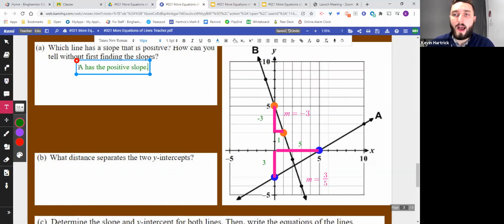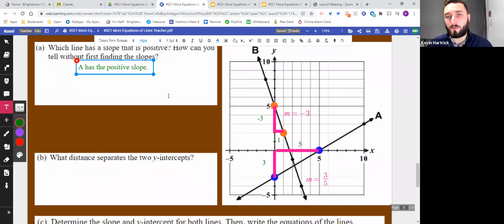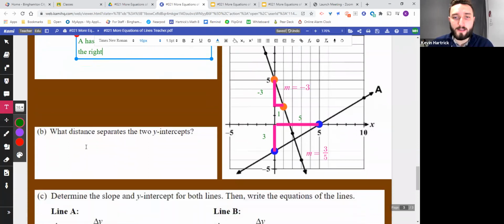Now it says, how can you tell this without finding the slope? So we did find the slopes, but how could you tell without finding it? Well, you look at which one is pointing up to the right. Okay, A is pointing up to the right. That lets me know that it is positive. Because we always read a graph from left to right, just like we read any form of text. So this line going from left to right is pointing up.